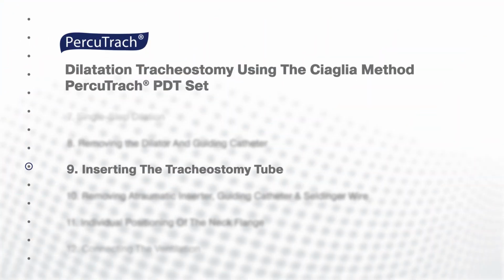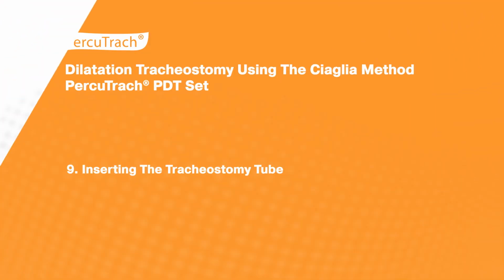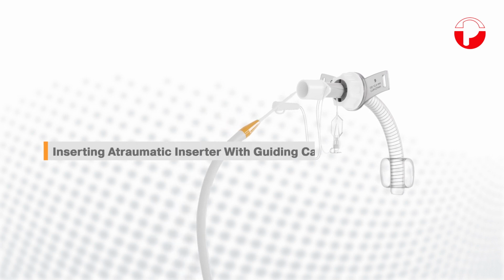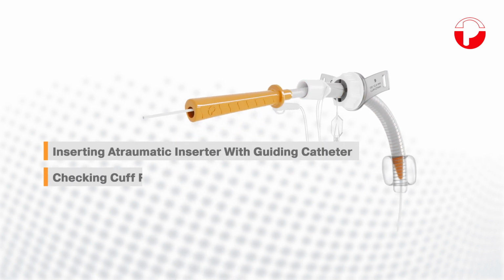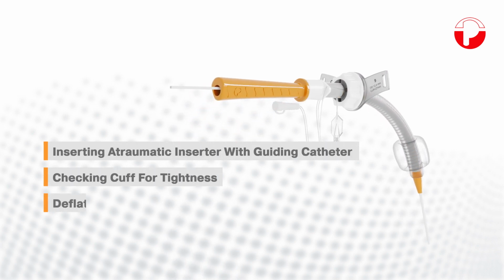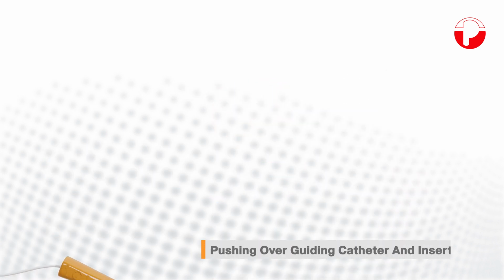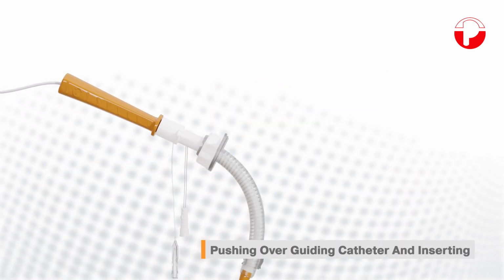Now the corresponding Priflex PercuTrach tracheostomy tube with spiral reinforcement can be inserted. To do so, rub the atraumatic inserter, into which a guiding catheter has already been inserted, lightly with lubricant, and then insert it into the tube. The cuff, which has been checked for leaks, must be completely deflated and coated with the supplied lubricant to ease insertion.